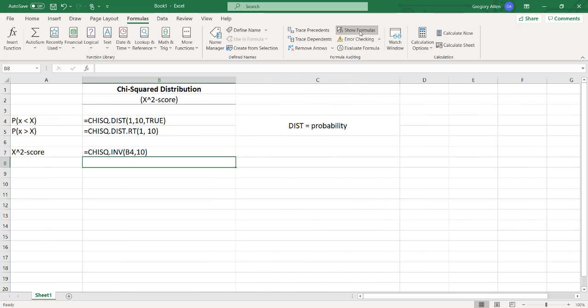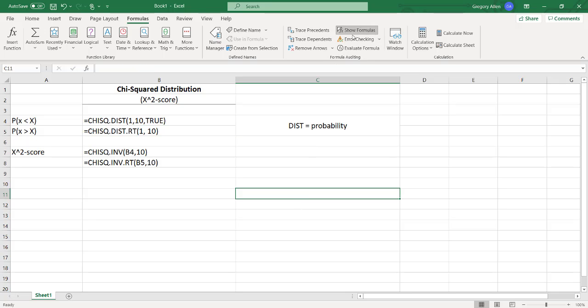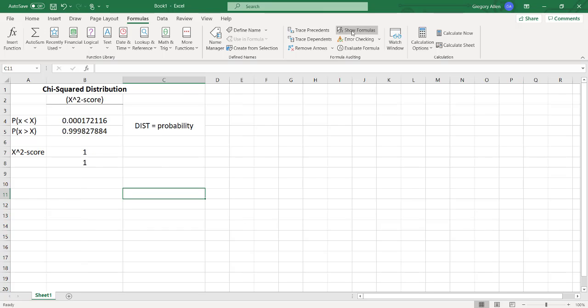And again, remember that this chi-squared is not a symmetric distribution. So if I want to find the chi-squared value that gives me the area to the right, I'm going to do the same thing. I'm going to do chi-squared dot inverse dot rt for right-tailed. And now let's give it this right-tailed probability that we calculated. And again, if everything is going as planned, that should also give me the chi-squared score that I entered up here. It should give me 1 also. And yes, there it does.